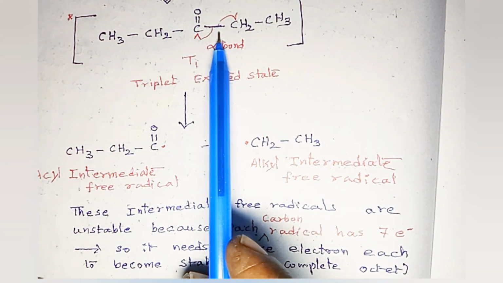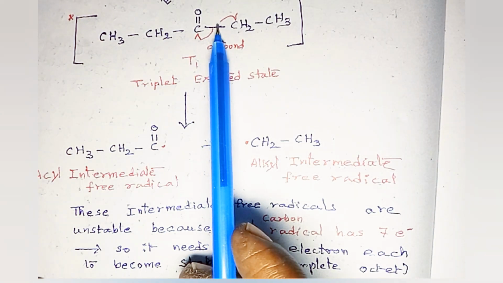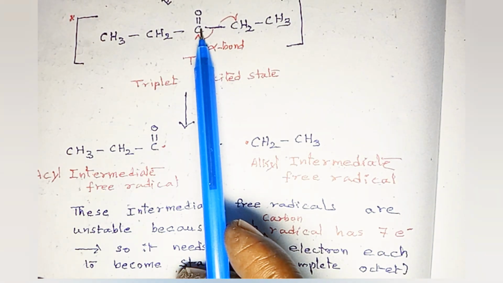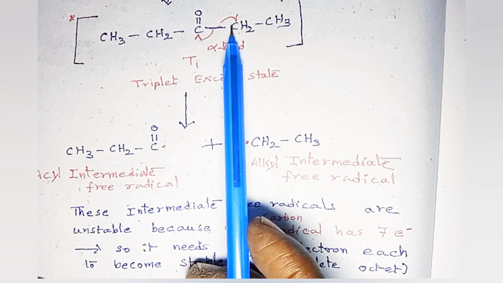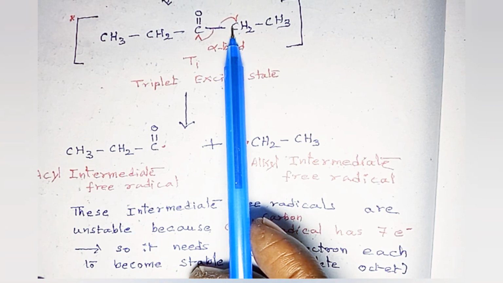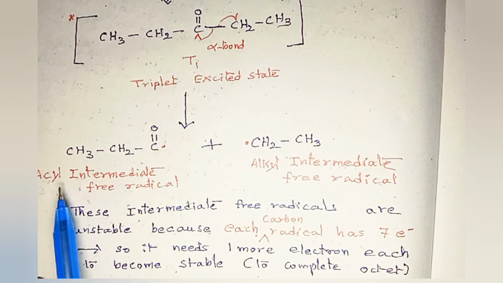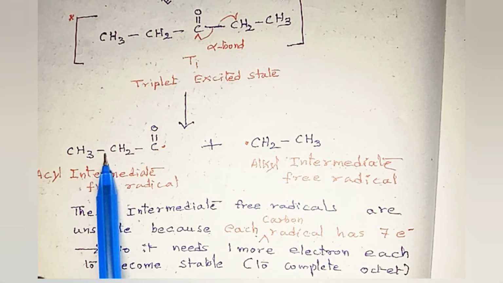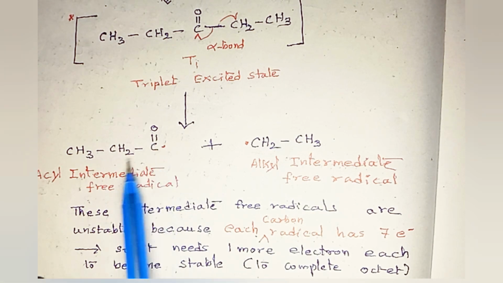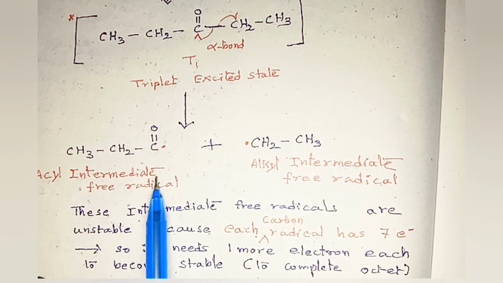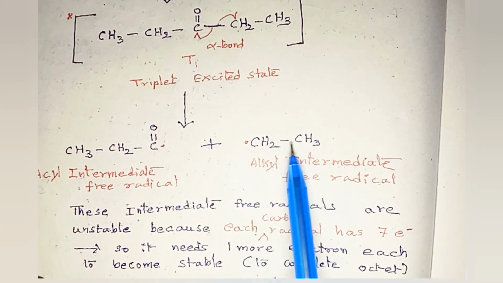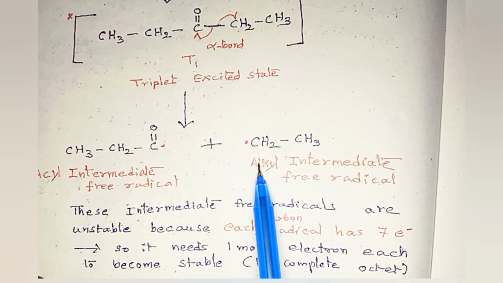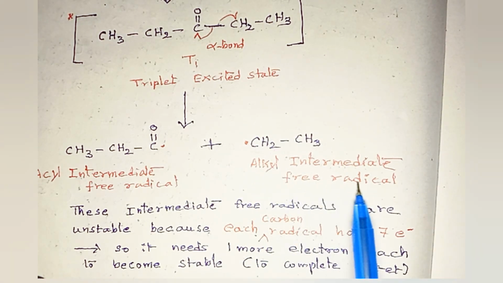This bond is made up of 2 electrons. So one electron will go to this carbon atom to form a free radical, and another electron goes to this carbon atom to form another radical. As a result, we get CH3CH2 C double bond O radical, which is the acyl intermediate free radical, and CH3CH2 free radical, that is the alkyl intermediate free radical.